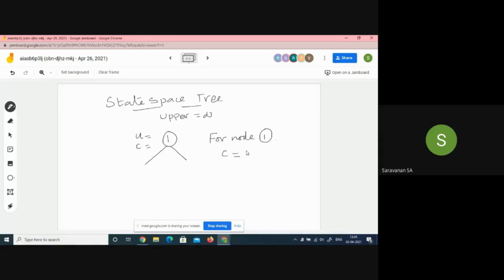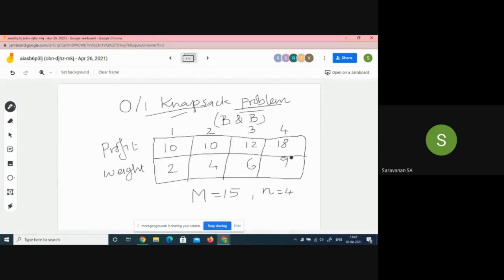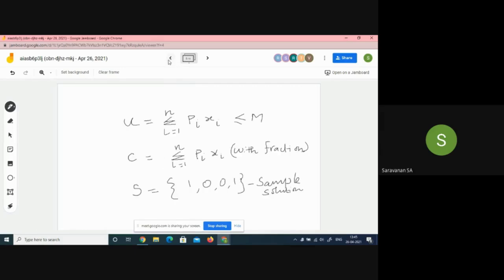So here I will be telling you that the first item is included. Just look at that. Okay, this is the given problem. First item, second item: profits 10, 10, 12, and 18. Okay, and the maximum capacity of the bag is 15. The weights are 2, 4, 6, 9. So here, the first item is included, and the second item is included, and the third item is included. I think it is 12, right? Yes.